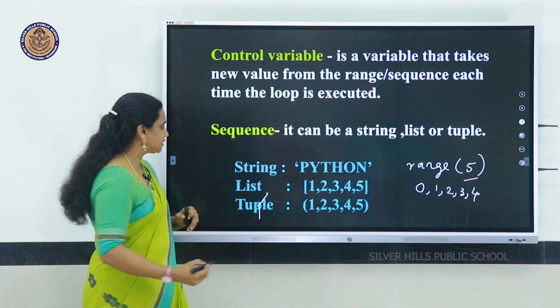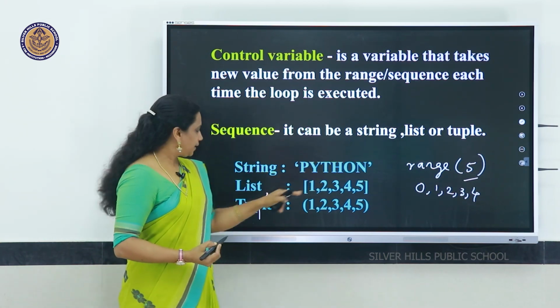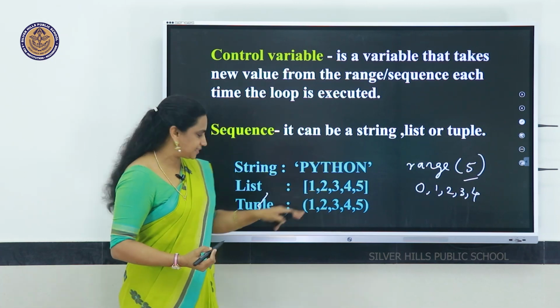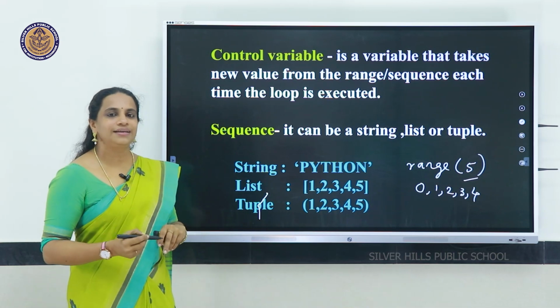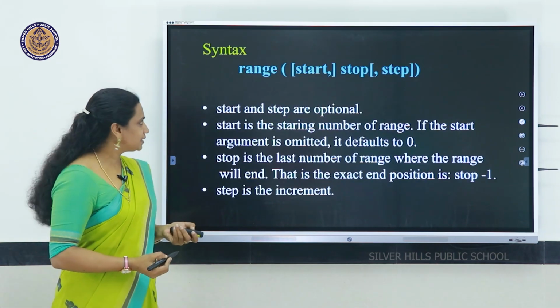What is a sequence? A sequence can be a string, for example Python. A sequence can be a list, for example 1, 2, 3, 4, 5, etc. And it can be a tuple. Tuple means values included within parentheses. This is the syntax of the range function.